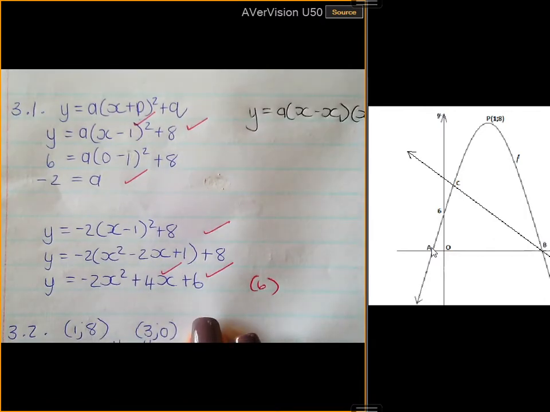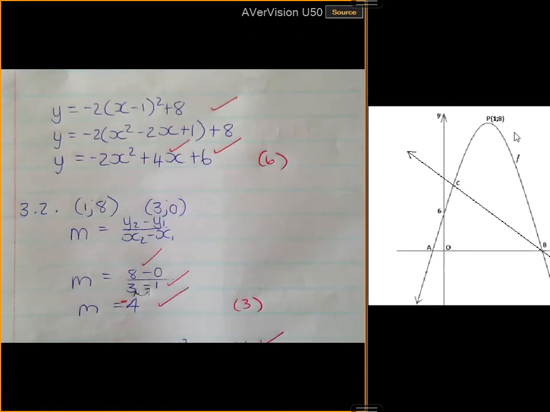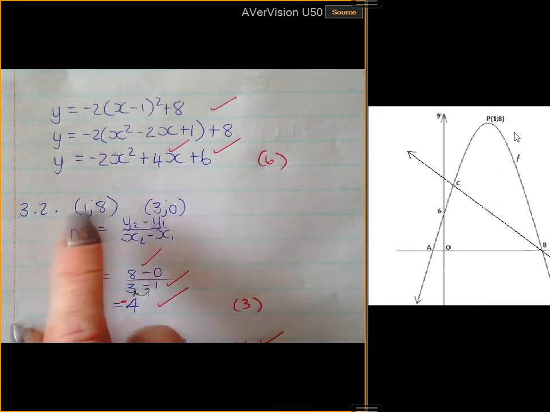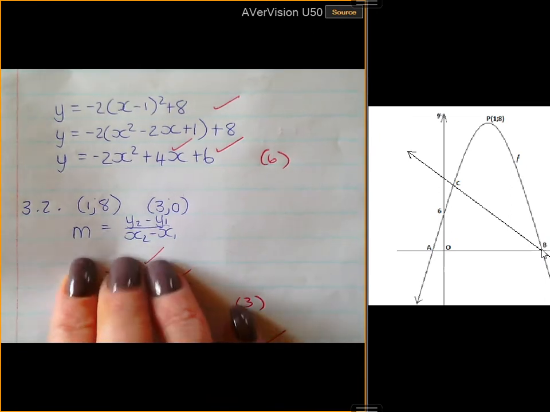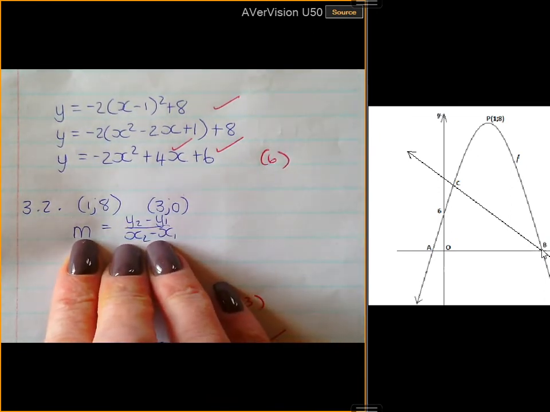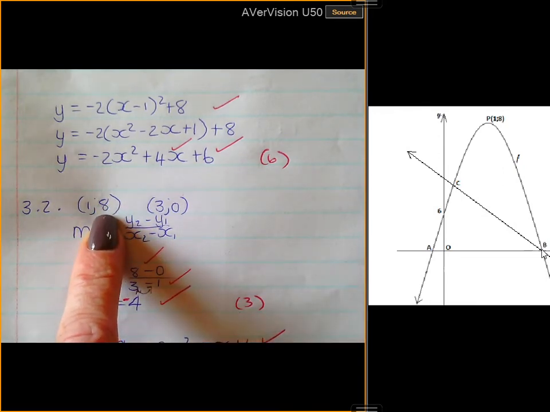The next one where I asked you to calculate the gradient where x is 1 and x is 3. So I caught you out there. Many of you just used the 1 and the 3. If you look at the graph, the sketch, where with f of x, where there's a 1, it's the coordinate 1 and 8. Where the x is 3, it was the coordinate 3 and 0. So when you want to calculate the gradient, we need 2 coordinates, and you just had to look for the other y.